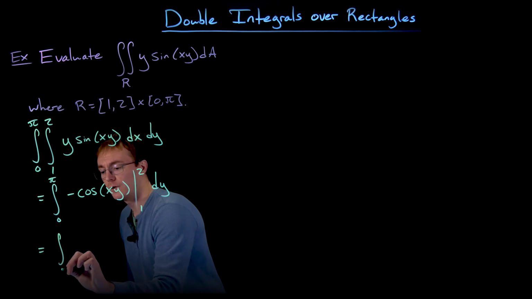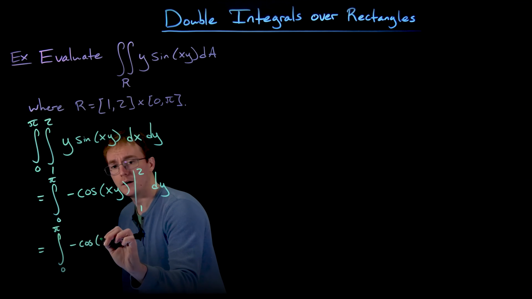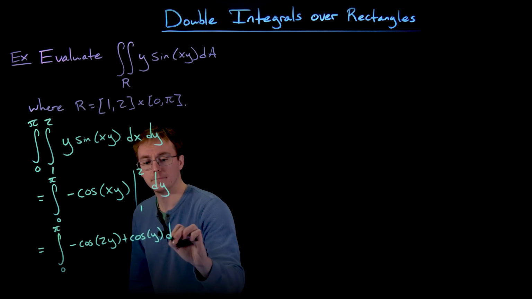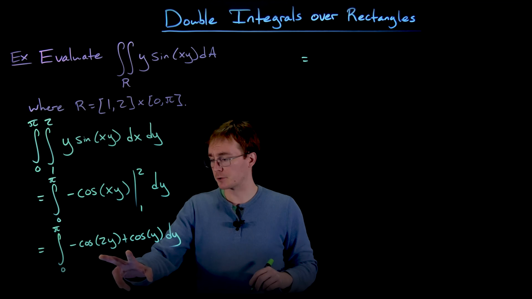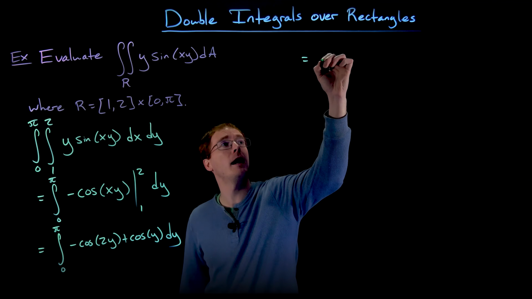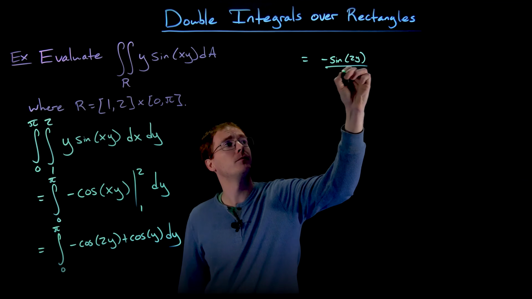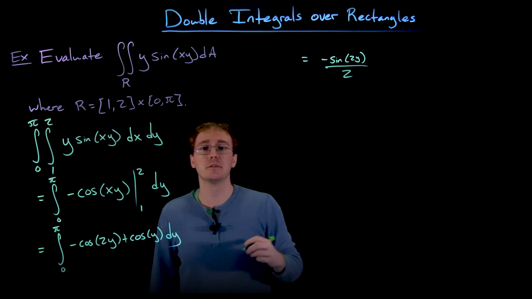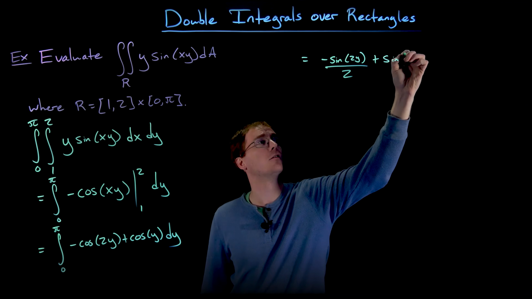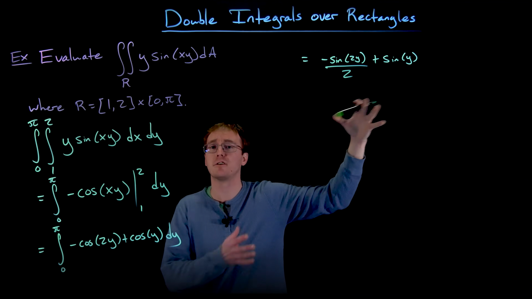So that'll give us the integral from 0 to pi of negative cosine of 2y plus cosine of y. And so now we're integrating with respect to y. So what is the antiderivative of negative cosine of 2y? It should be negative sine of 2y over 2. Then we have to add to that the antiderivative of cosine of y with respect to y, but that'll just be sine of y. Remember, we don't need any constants in our antiderivative here or any functions of x.